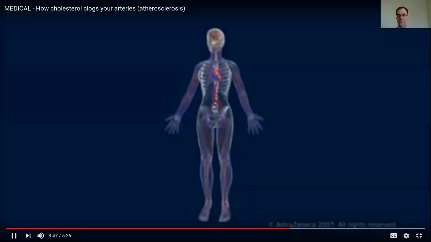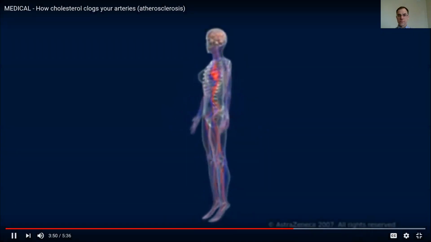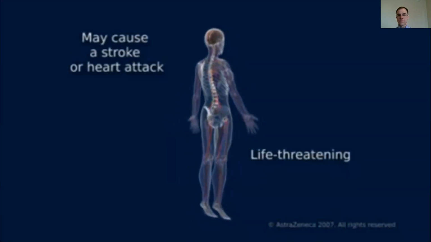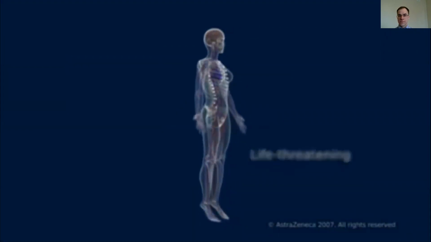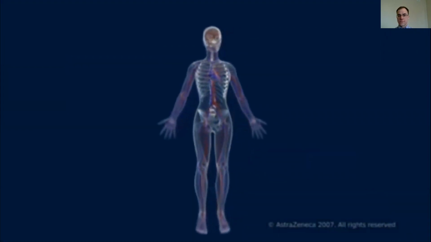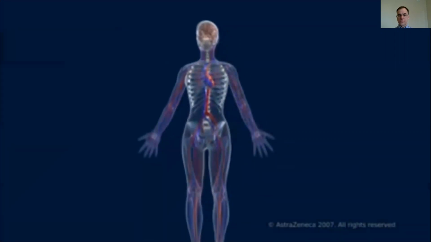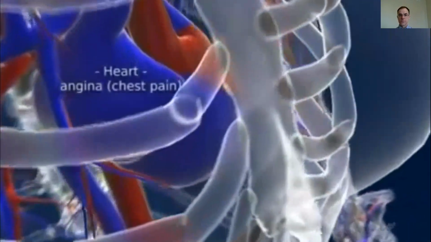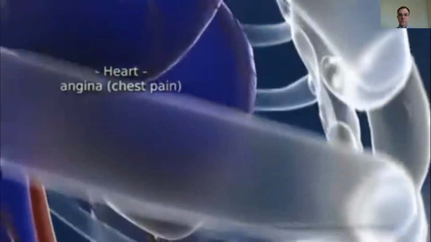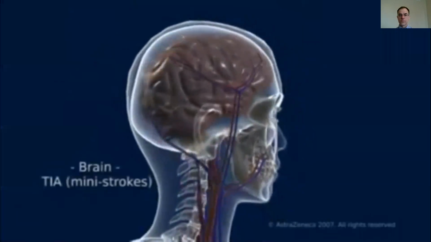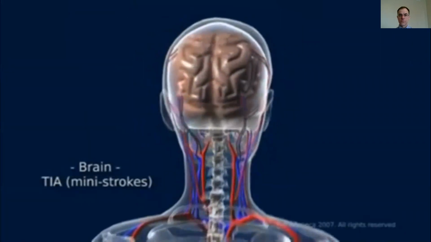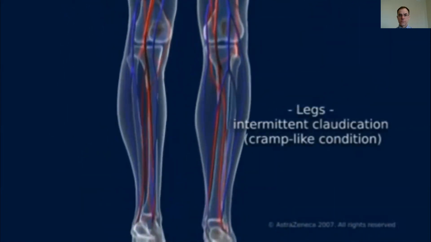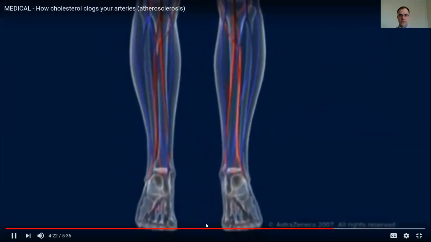Depending on the location of the blockage, the consequences, such as stroke or heart attack, may be severe and could be life-threatening. Atherosclerosis is progressive, and it can take many years before symptoms appear. But some people can have no symptoms even with extensive atherosclerosis and are at risk from sudden death. The symptoms depend on the site of the affected artery. In the heart, it can manifest as chest pains, angina. In the brain, as a type of mini-stroke called transient ischemic attacks. And in the legs, as a cramp-like condition called intermittent claudication, which can result in amputation of the limb.